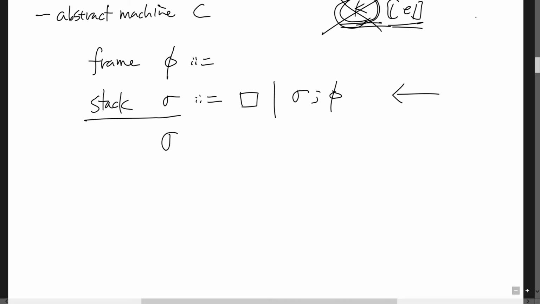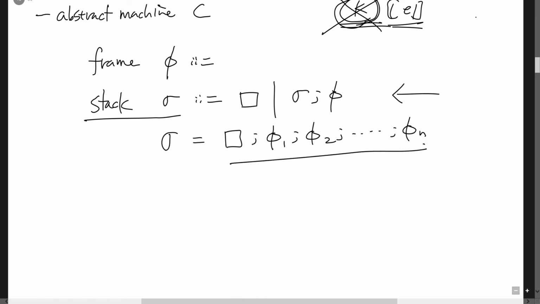Then stack sigma is literally the bottommost element, the next frame, the next frame. So we have just literally a stack of frames, where the bottommost element is this hole. And each frame corresponds to an individual step in the analysis.